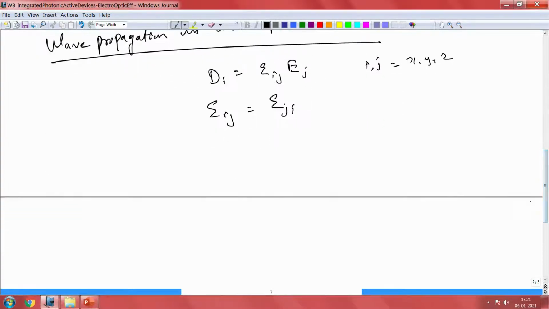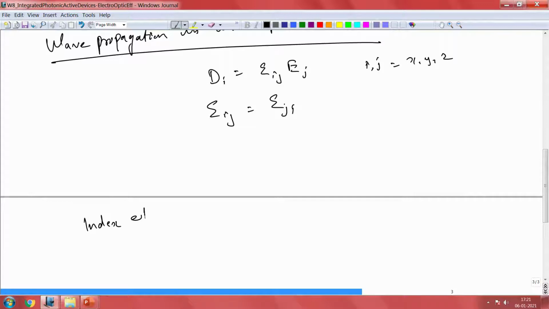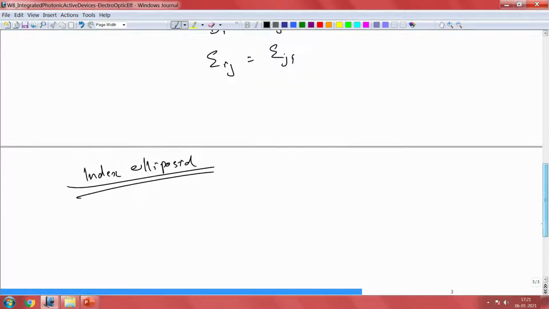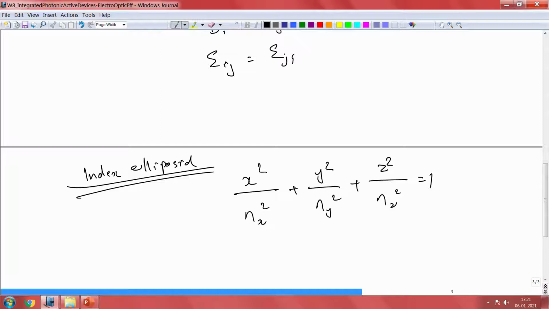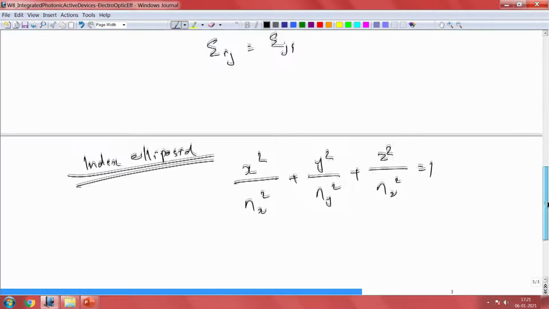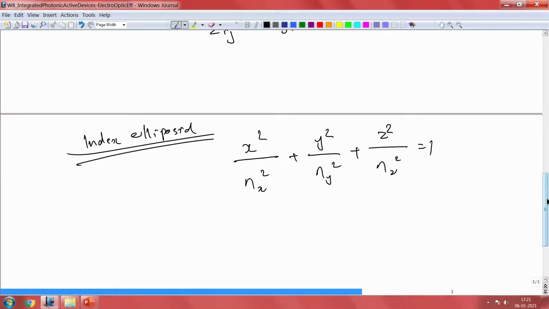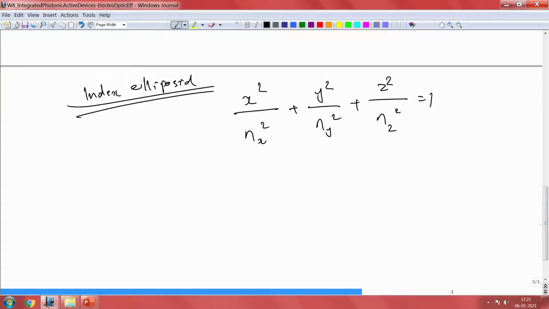So that is the index ellipsoid. When you have this anisotropy, it can be given by x squared nx squared plus y squared ny squared plus z squared nz squared, which is equal to 1. So this is our index ellipsoid, right. So we can always find the effective index here. So what is the effective index of this medium, and depending on the propagation direction, we should be able to find the two dominant directions that the wave is going to propagate. So we have two axes here, right.